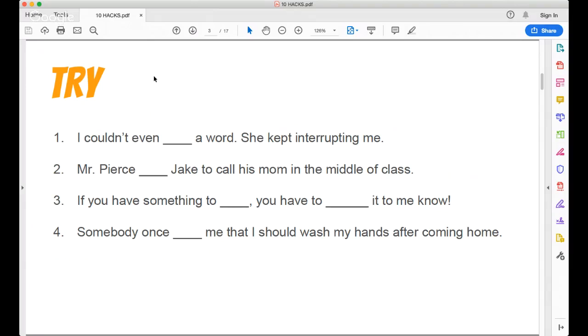Number two, Mr. Pierce, blah, blah, Jake to call his mom in the middle of class. Somebody's in trouble. Good, good. Good, guys. Really, really good. So yeah, here we're gonna have told for the simple reason. And the reason is that we got who Mr. Pierce is talking to right after. Told Jake. And when we have a person right after, it always should be tell, right? Or in this case, told.